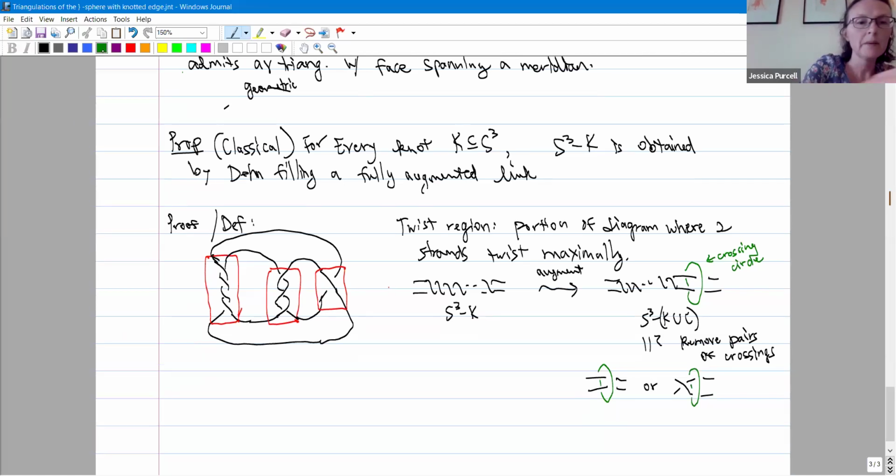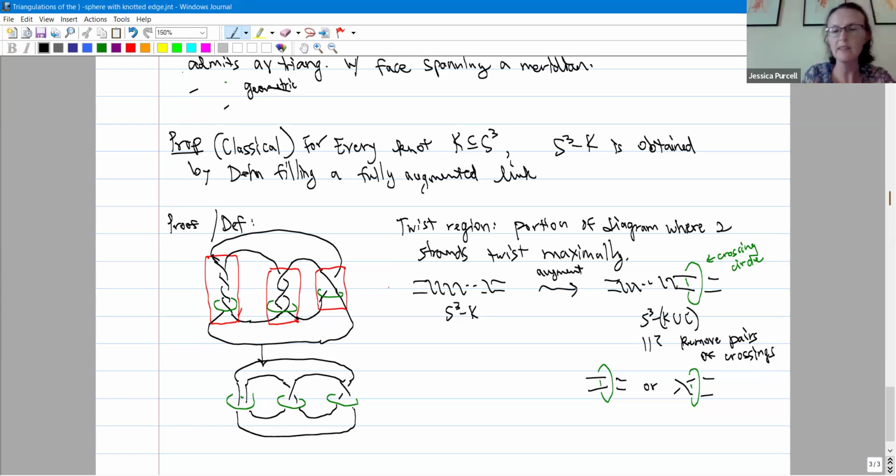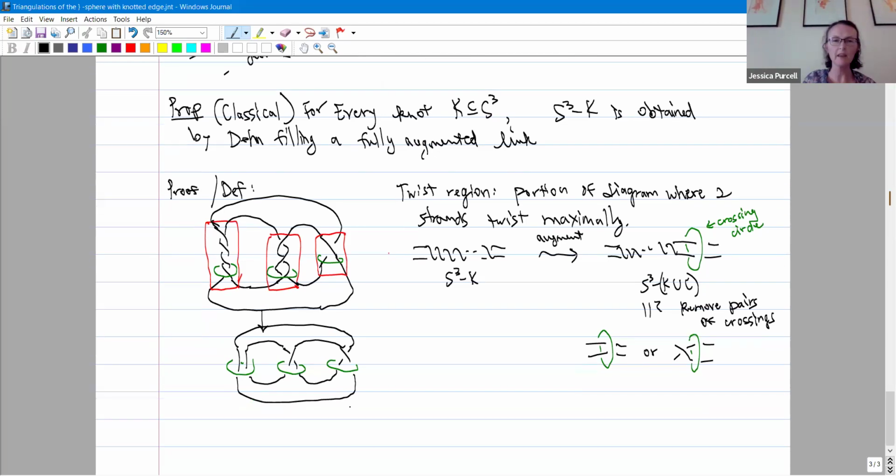So you get a totally new diagram. In this diagram here, I would put in crossing circles here, here, and here. And then when I do this homeomorphism, if I've counted correctly, I have 4 crossings here, 3 here, and 1 here. And so my link is homeomorphic to something that looks like this. Okay, so this is the construction: when I've done this for every twist region, what is left over is called a fully augmented link.